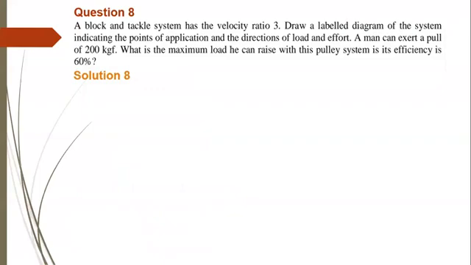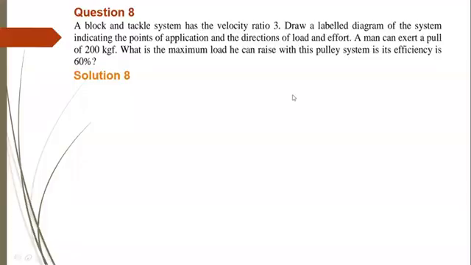Question number 8, a block and tackle system has the velocity ratio 3. Velocity ratio 3, that means how many pulleys will be used? 3 pulleys will be used. Draw a diagram for it. And if a man can exert a pull of 200 kgf, what is the maximum load that he can raise with this pulley system if its efficiency is 60%? Draw a labelled diagram of the system indicating the points of application and the directions of load and effort.